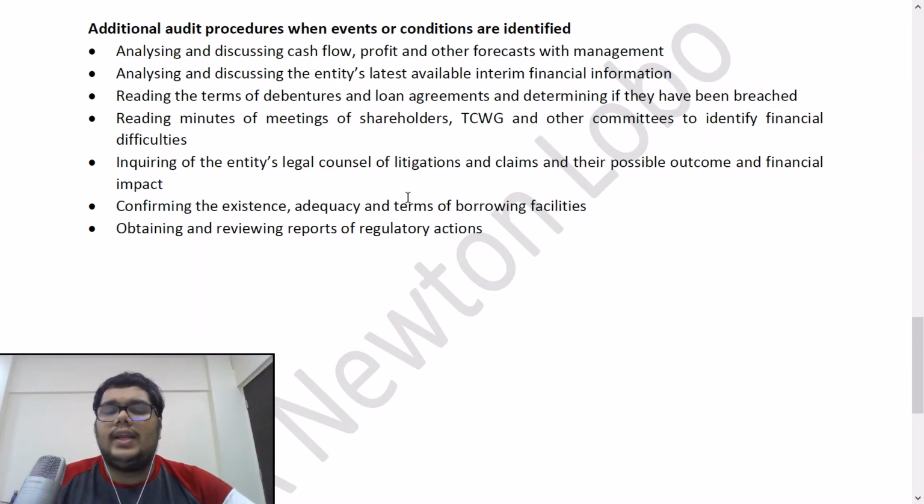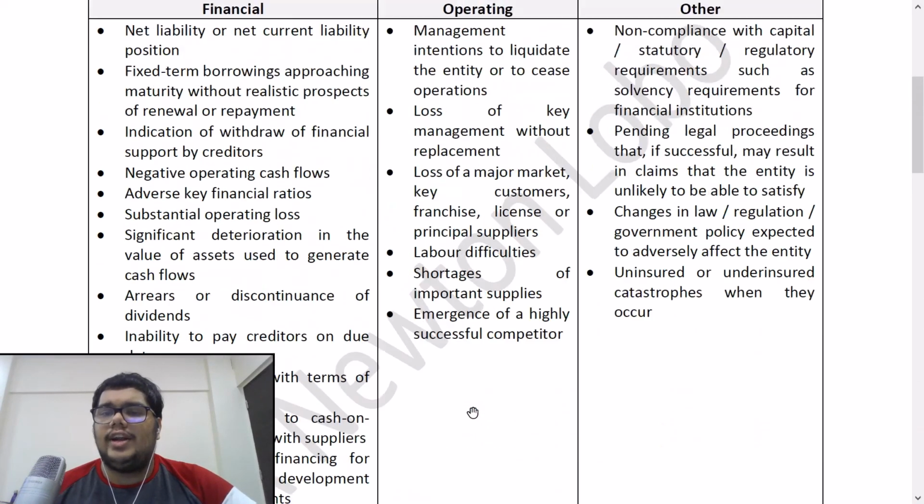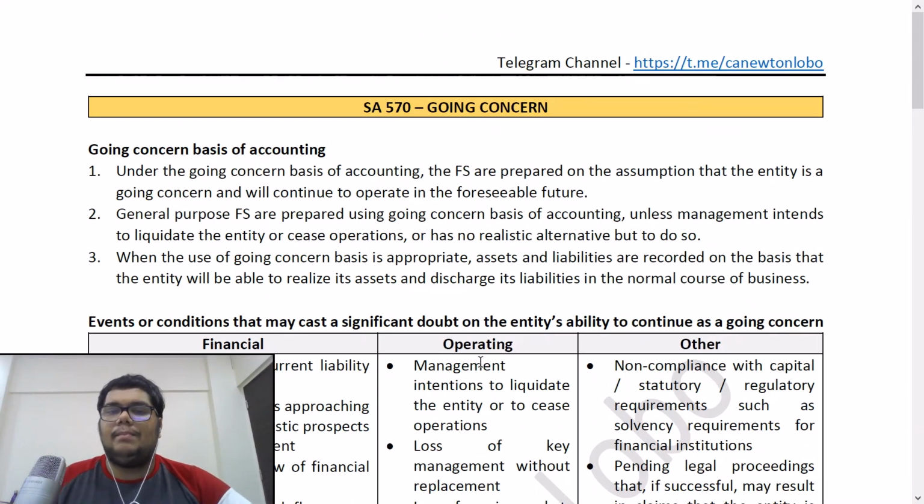Last point, obtaining and reviewing reports of regulatory actions. Any kind of regulatory checkups, regulatory inspections that have happened at the client, we should obtain a report of the conclusions that the regulatory checkups, regulatory inspections have had. We should go through the conclusion and see what points or what conclusion the regulator has made about the operations of the company. So this is it about SA 570. Quite a straightforward standard, but a very important standard.